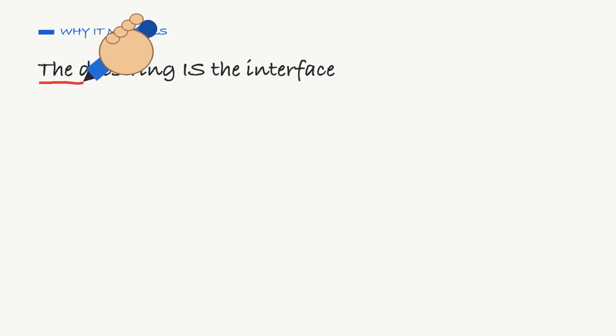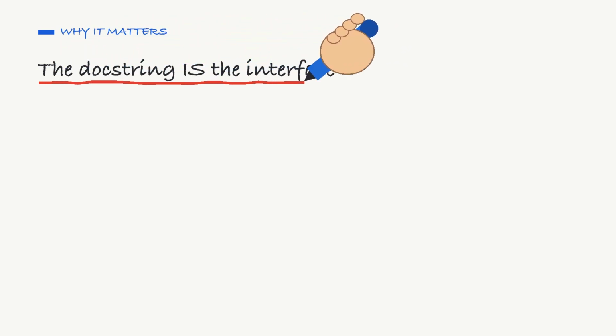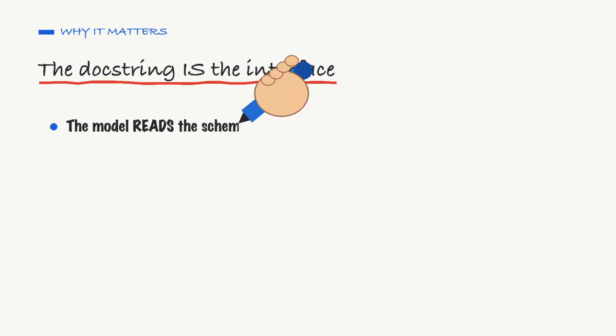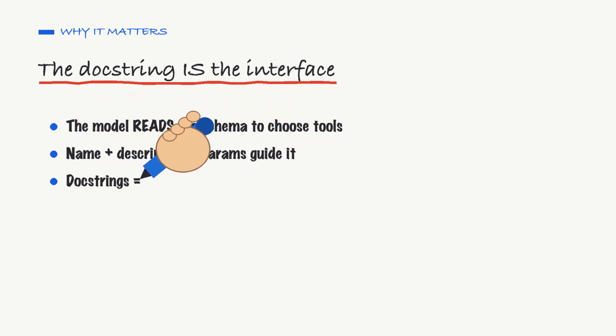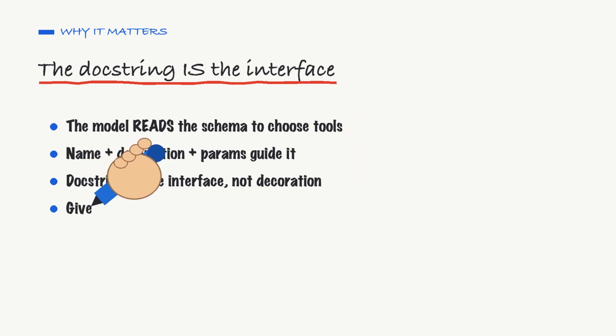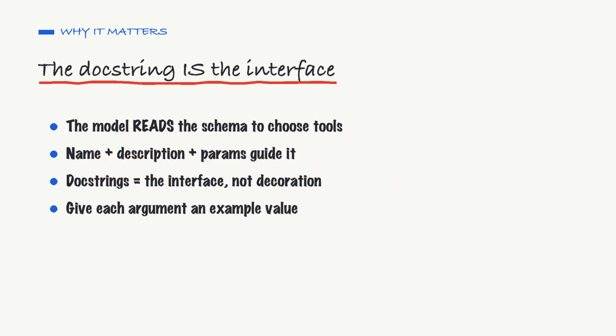The agent reads your tool's name, description, and parameters to decide when to call it and what to pass. So the docstring isn't decoration, it's the interface. Write it like documentation for a very literal new teammate. Say what the tool does, what each argument means, and give an example value.